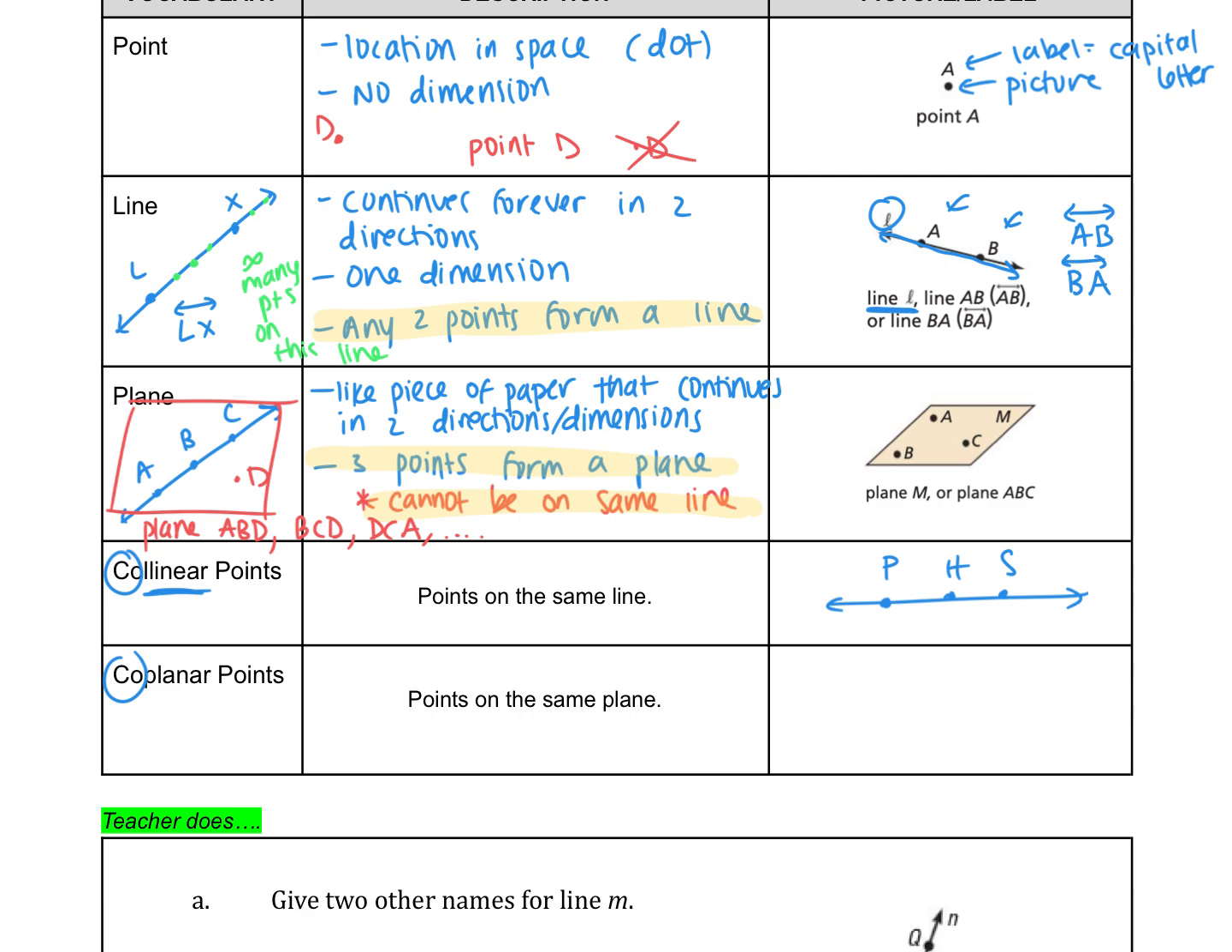Coplanar, on the other hand, again, this should make sense. Co together, planar, plane. So points that are on the same plane. So if we have this plane right here and we put P, H, and S, those are coplanar. Those points are on the same plane. Questions before we do an example?